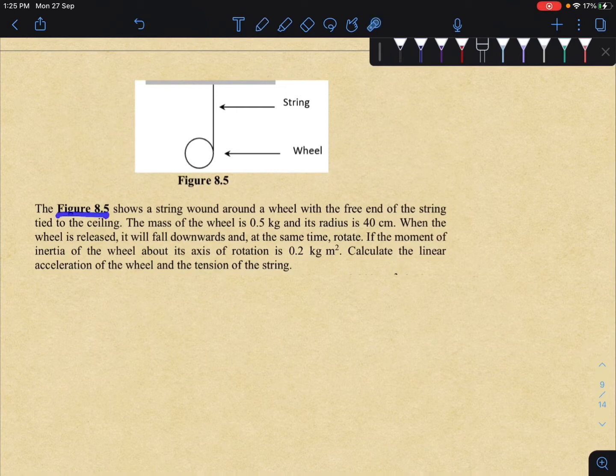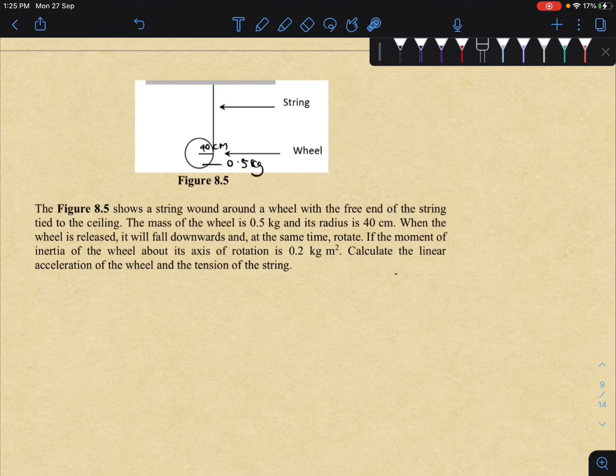We are going to look at question 7 from tutorial chapter 8. Figure 8.5 shows a string wound around a wheel, with a free end of the string tied to the ceiling. So one end is tied to the ceiling and another one is wound around the wheel. The mass of the wheel is 0.5 kg and it has a radius of 40 centimeter.